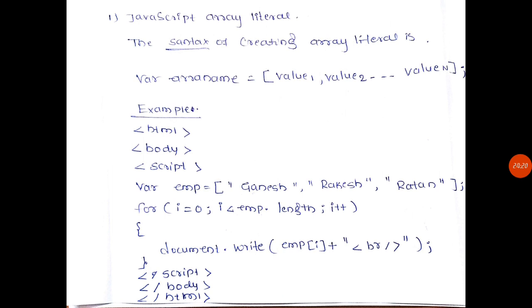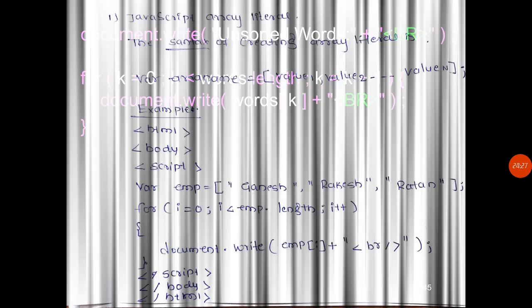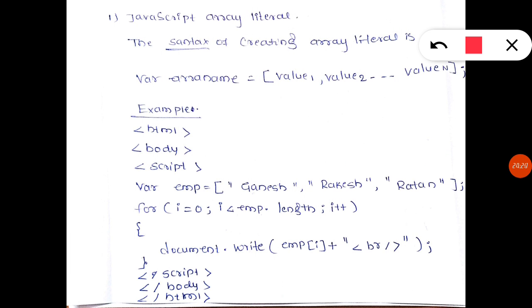Arrays can be created in 3 different ways. The first one is by array literal, or the second method is by creating an instance of an array directly using the new keyword.